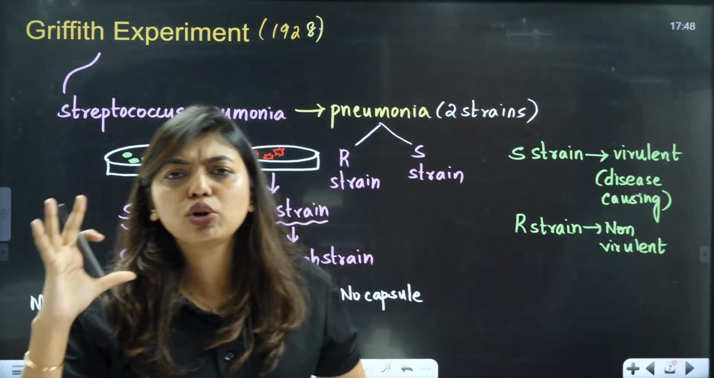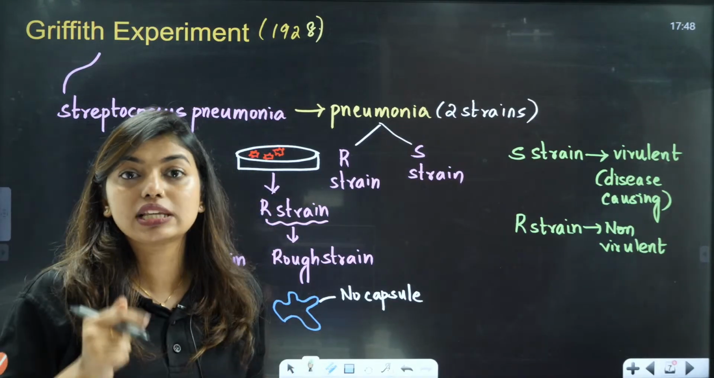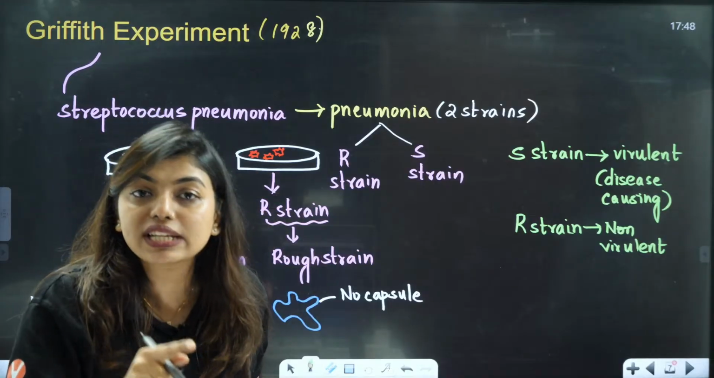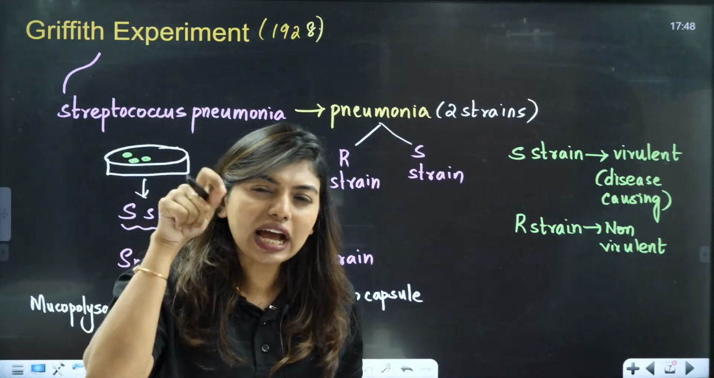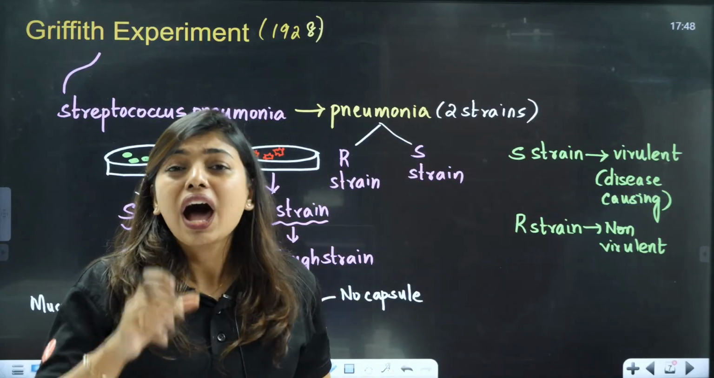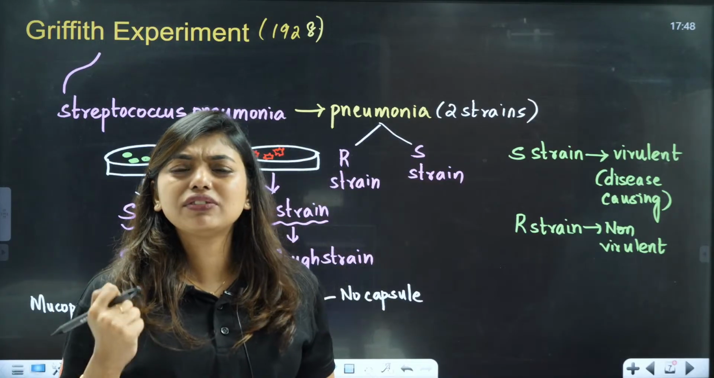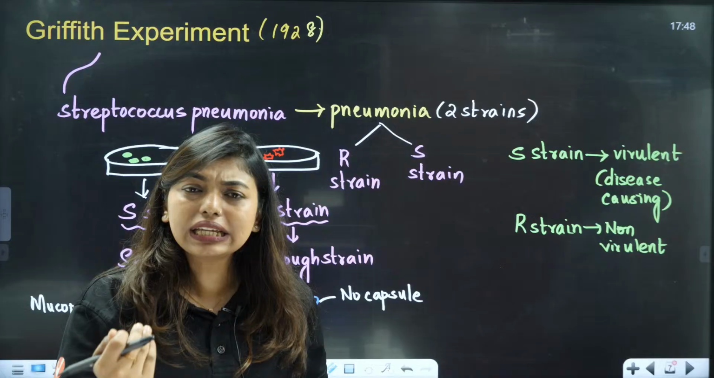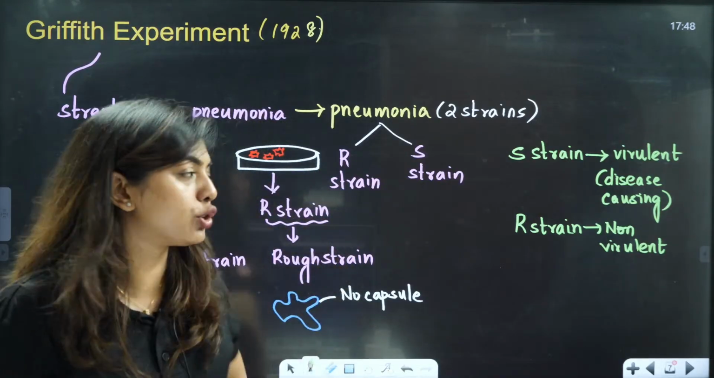So some of them said that yes, S strain is virulent, disease causing, because of the mucopolysaccharide or the mucus coating. Because of that only, maybe this S strain is virulent. The capsule layer is absent in R strain, so mostly R strain is not virulent. That was the conclusion.